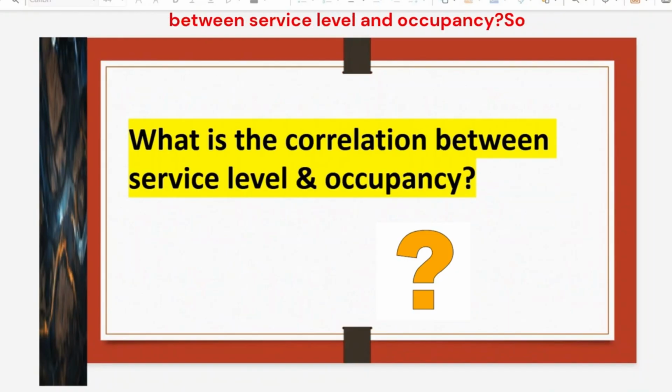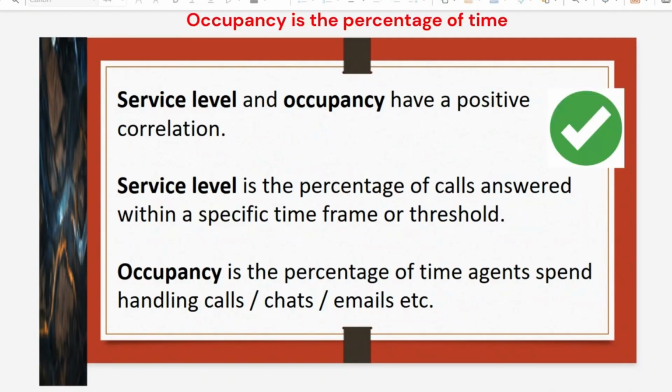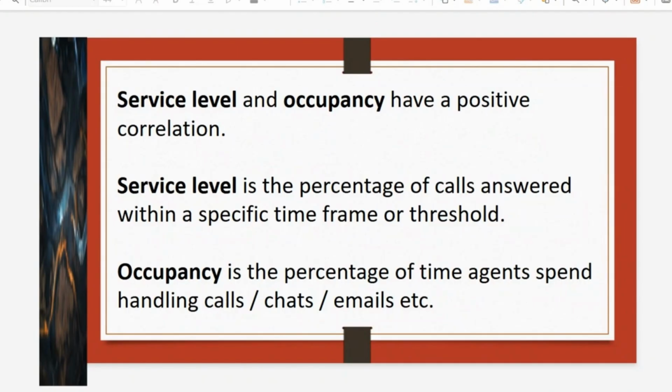What is the correlation between service level and occupancy? The answer you may provide: service level and occupancy have a positive correlation. Service level is the percentage of calls answered within a specific time frame or threshold. Occupancy is the percentage of time agents spend handling calls, chats, and emails.